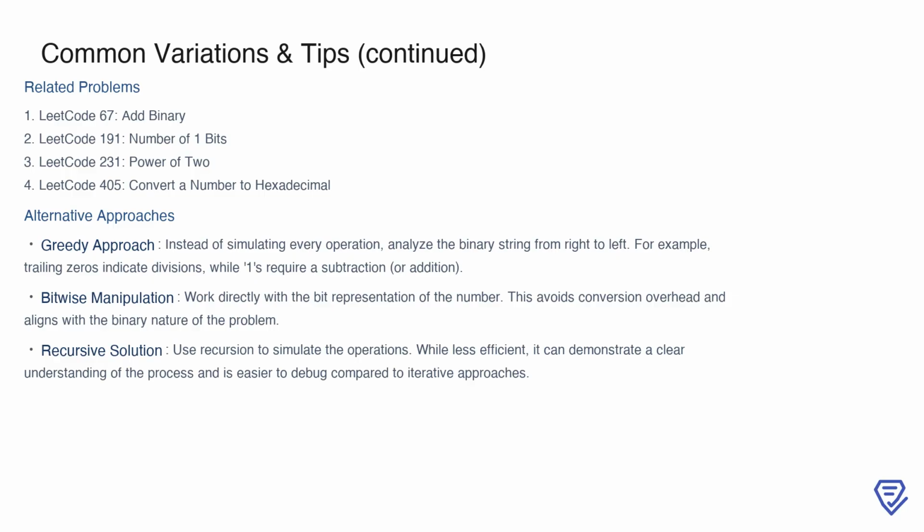Now, there are also alternative approaches to this problem that you might consider. A greedy approach involves analyzing the binary string from right to left. Trailing zeros indicate division steps, while ones require a subtraction or an addition. This method minimizes the number of operations you simulate. Alternatively, bitwise manipulation allows you to directly work with the binary representation of the number, avoiding the overhead of conversions. Lastly, a recursive solution can simulate the operations step by step. While less efficient than iterative methods, recursion is often easier to debug and can showcase your understanding of the problem's mechanics.